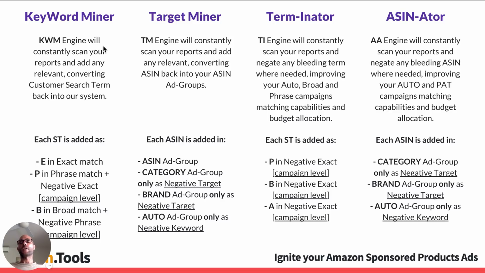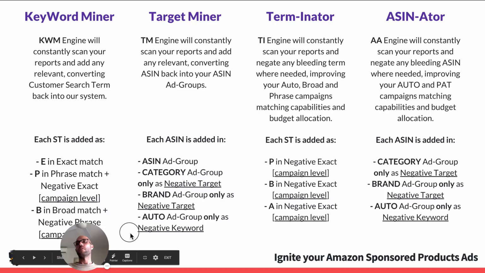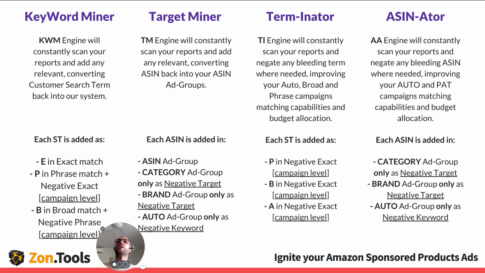Keyword Miner. Keyword Miner engine will constantly scan your search term report and add any relevant converting search terms back within our system. For each search term, each time we find a profitable, relevant search term within a search term report, we're going to take it out and add it as a keyword. We will add it in the exact campaign, in the exact match. We will add it in the phrase campaign, both in a phrase match, but also as negative exact. And we add it in the broad campaign, in broad match, but also as negative phrase. This again is to leverage search term isolation.